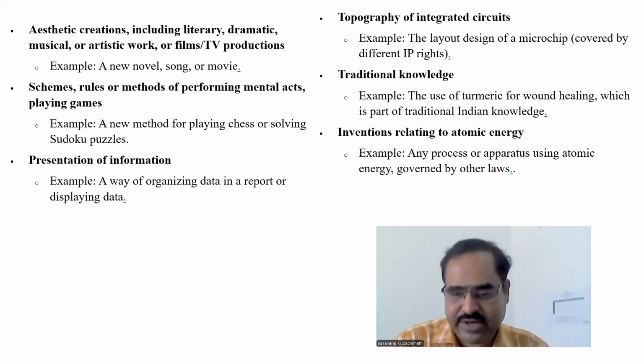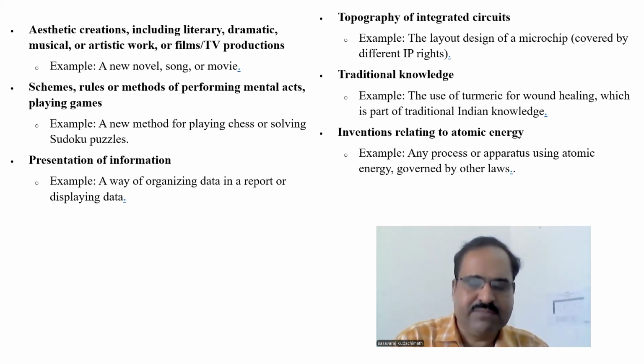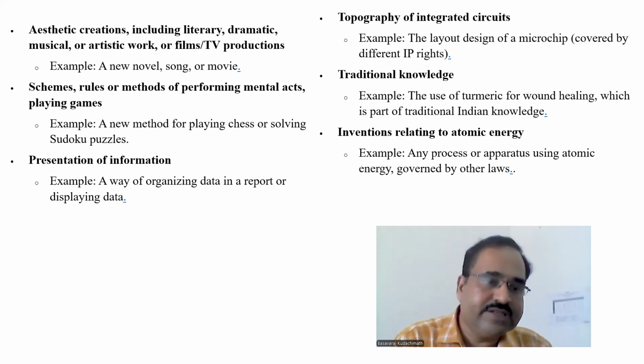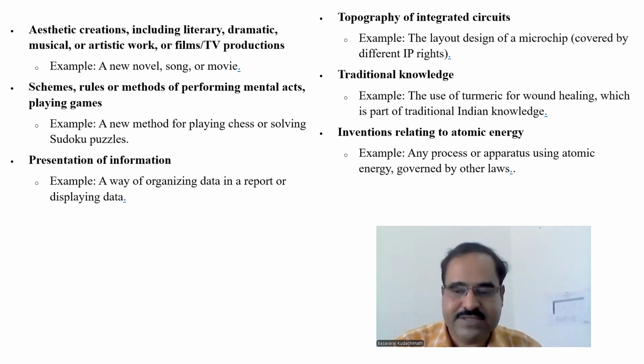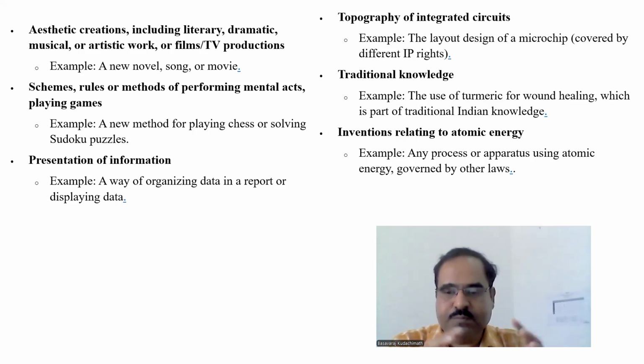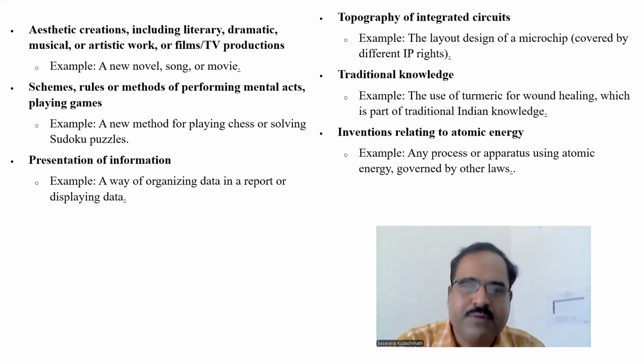Somebody might have already done it. There is no evidence whether it is there or not, it is very difficult. That's why it cannot be patented. Presentation of information, for example, any kind of data, a new way you are presenting, a new pictorial way you are presenting, cannot be patented because it can be used by anybody. It is possible to do by a third party.